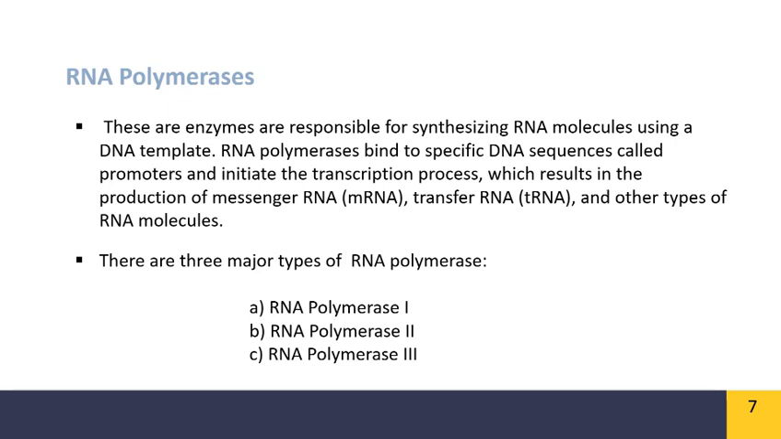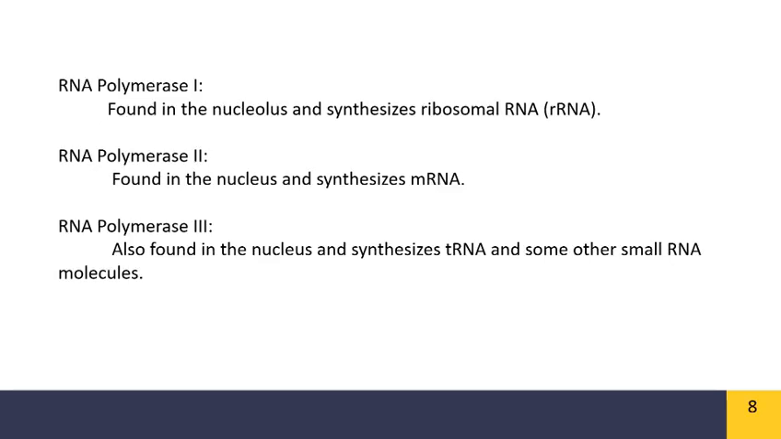RNA polymerases are also of three types, 1, 2 and 3. RNA polymerase 1 is involved in synthesis of ribosomal RNA. RNA polymerase 2 is found in the nucleus and synthesizes the messenger RNA. RNA polymerase 3, which is also found in the nucleus, synthesizes transfer RNA and some other small RNA molecules.